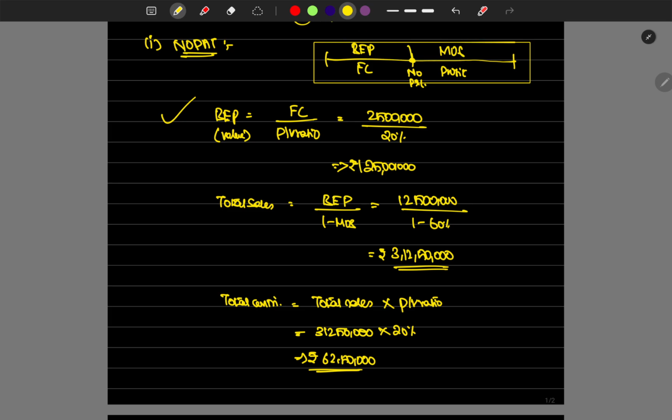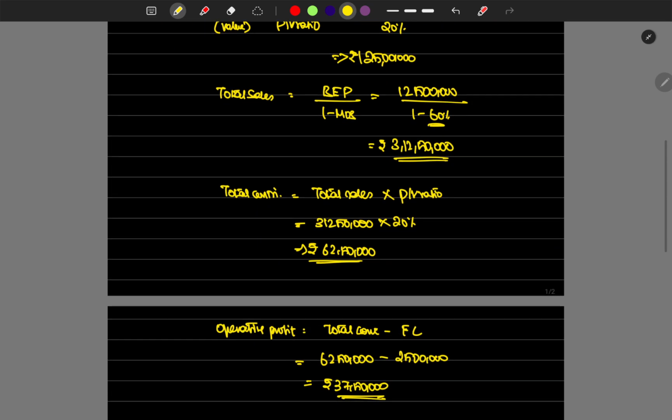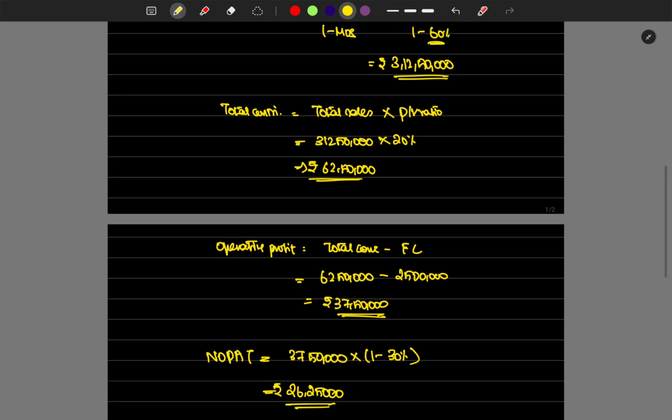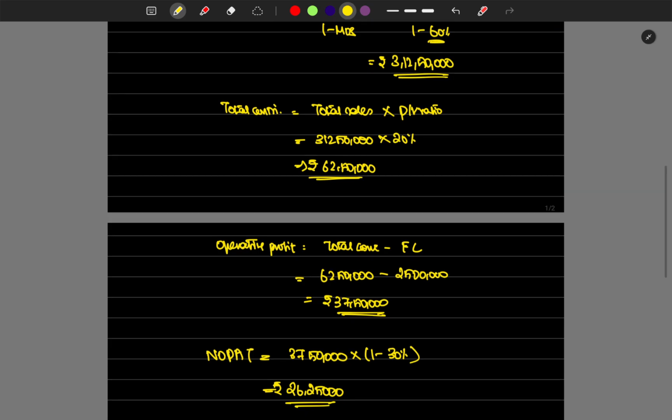Once BEP ends, MOS starts. So after 40%, they have 60% as profit. We have calculated 40% as the BEP percentage. Total contribution: we know the PV ratio and sales. If you multiply sales by the PV ratio, we get the contribution. From the contribution, if you remove the fixed cost, you get the operating profit.